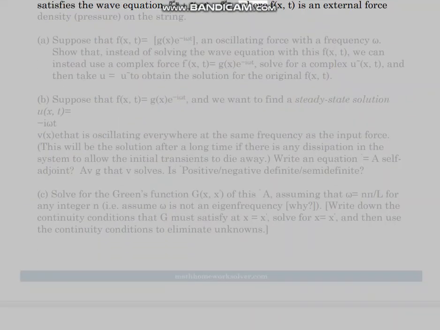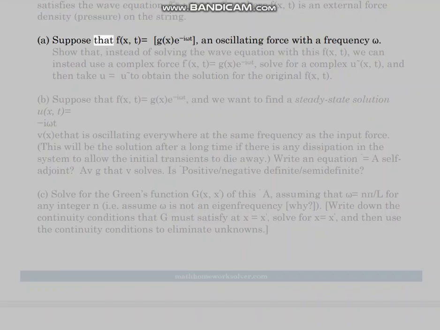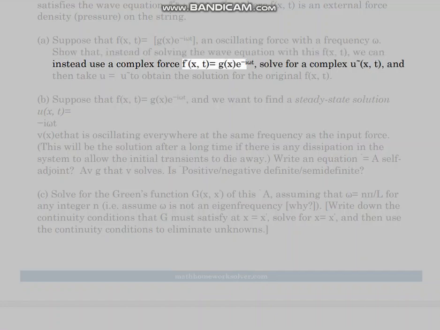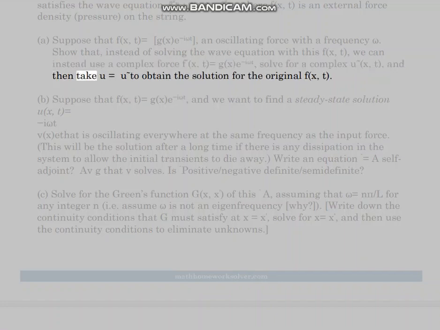satisfies the wave equation, where f(x,t) is an external force density, a pressure on the string. A. Suppose that f(x,t) equals g(x)e^(−iωt), an oscillating force with a frequency ω. Show that, instead of solving the wave equation with this f(x,t), we can instead use a complex force f(x,t) equals g(x)e^(−iωt), solve for a complex u(x,t), and then take the real part of u to obtain the solution for the original f(x,t).